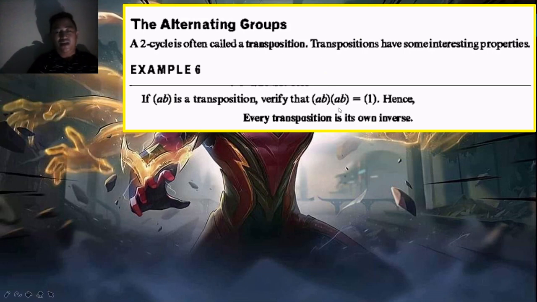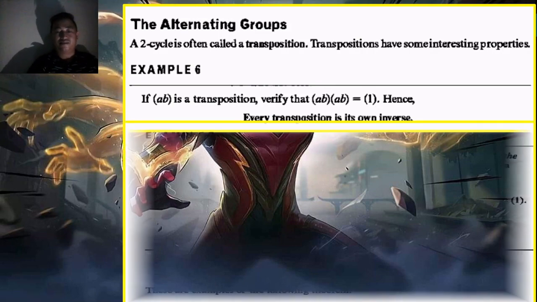A goes to B, and then B goes to A, so A goes to A, identity. B goes to A, and then A goes to B, so identity as well. So that is correct.